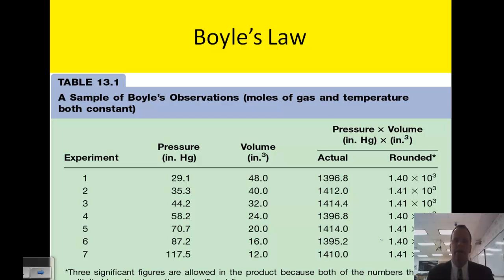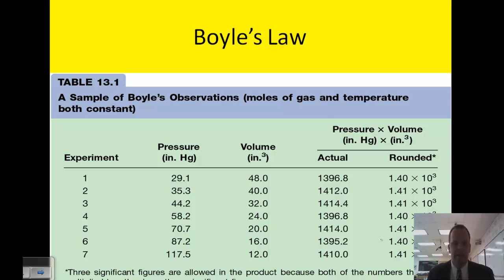In this video, we want to look at the first two of the gas laws for this chapter, Boyle's law and Charles's law. Boyle's law looks at the relationship between pressure and volume. Here's some sample data from your textbook of pressure versus volume. Pressure here is in inches of mercury and volume is in inches cubed.